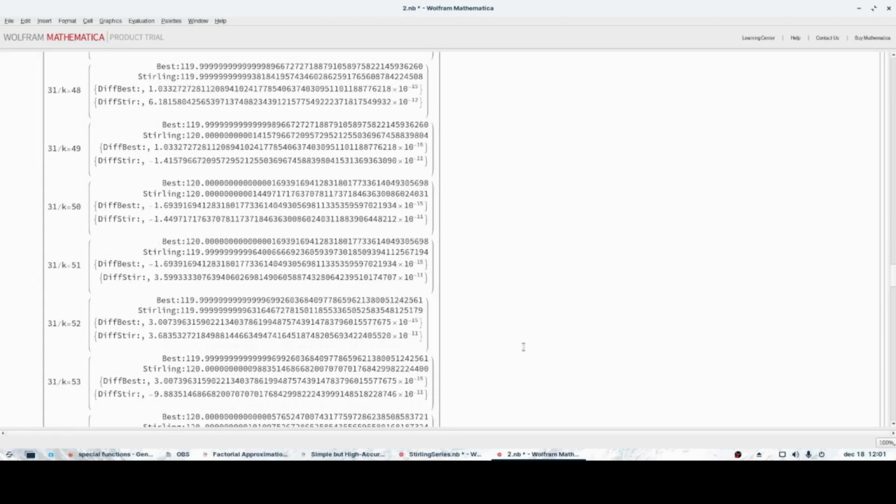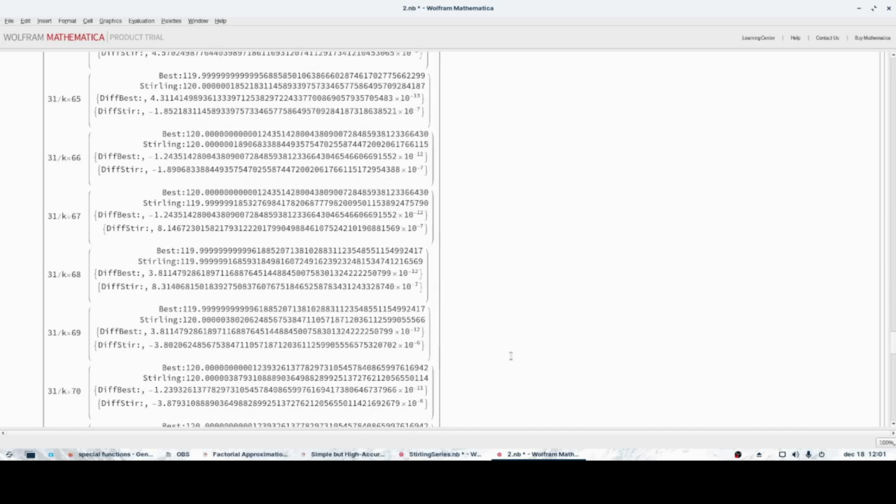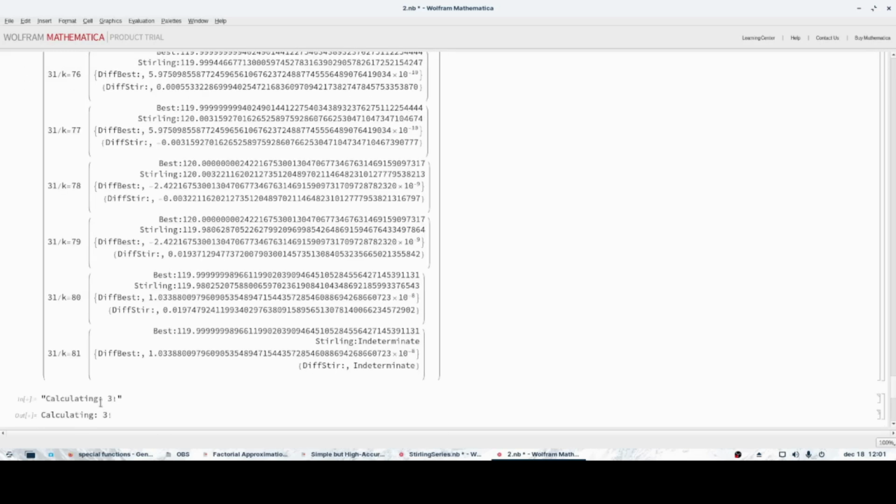Now we can see what's happening here and here, and for 81. As you see, the 81 is indeterminate, it can't be computed. So the last one where we had is not even the best. It's not even approximating the factorial. It's just 1 decimal place. So it's not so good.